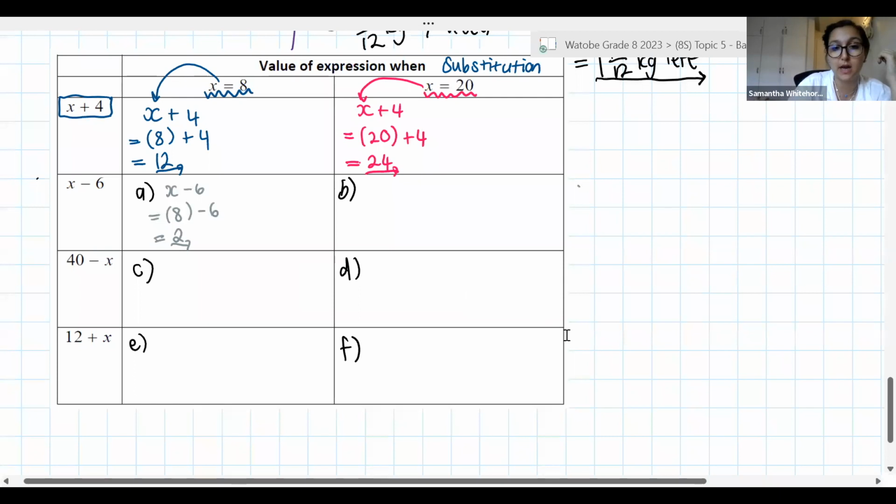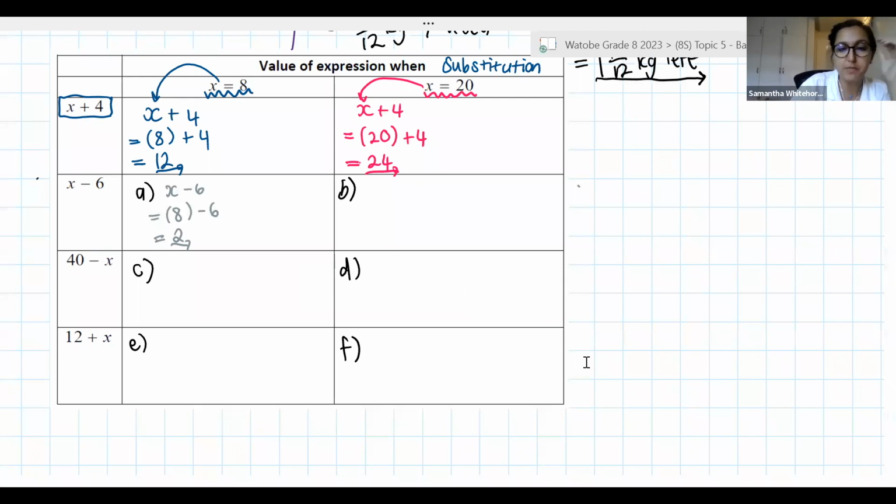We're subtracting now. Bonolo, B. Hi, ma'am. Well, ma'am, for B, I said 20 minus 6, which is 14. Excellent. Well done. So exactly, guys, 20 minus 6 gives us an answer of 14.